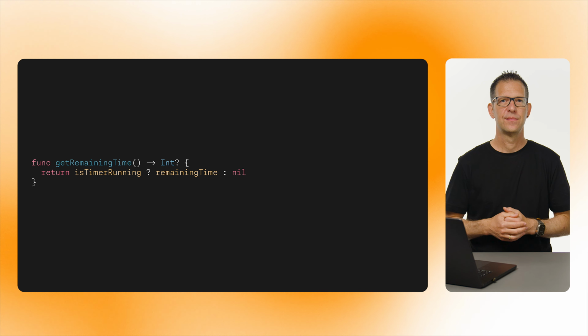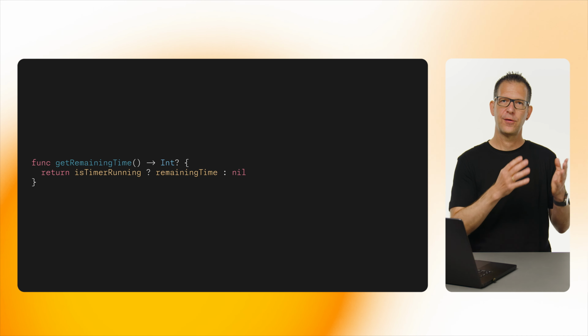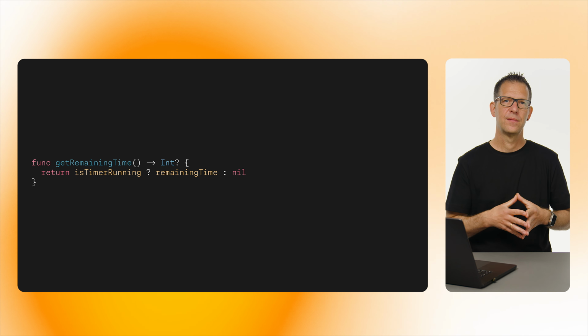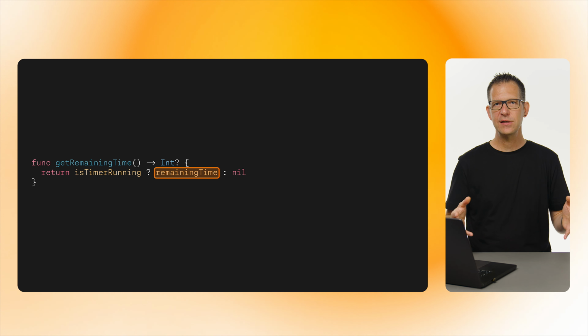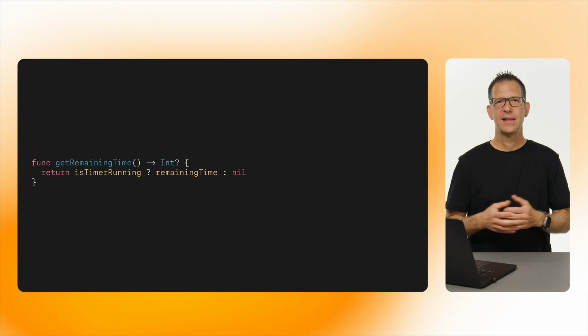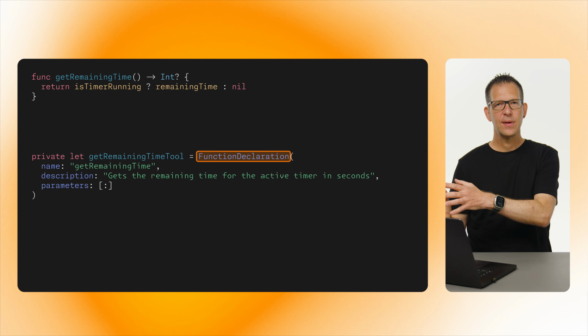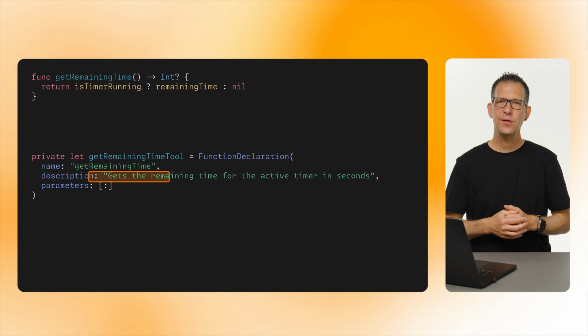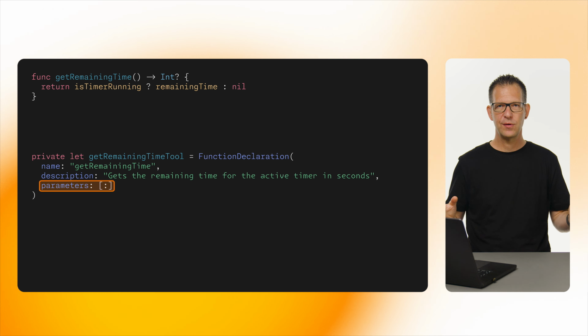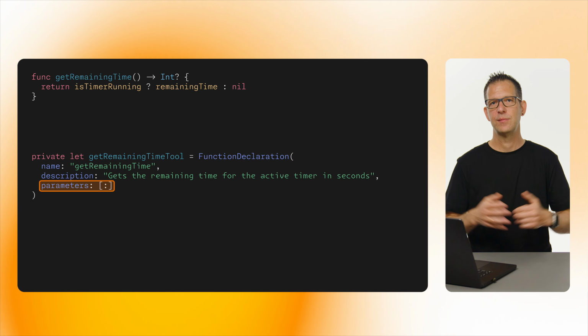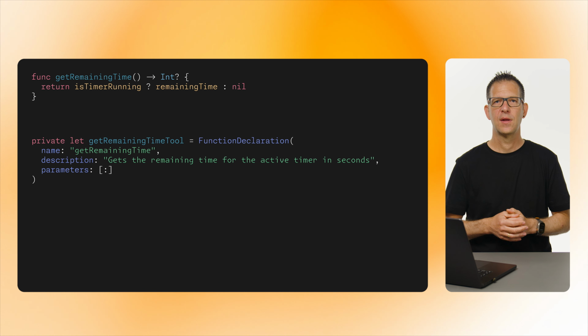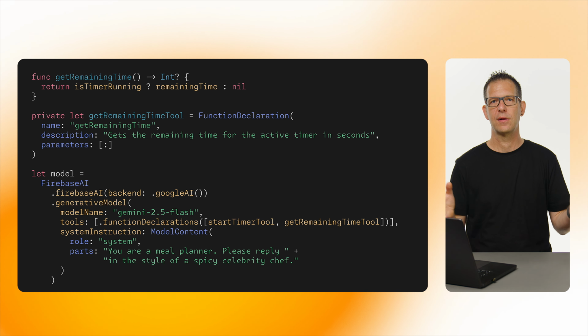Nice. Let's add another function that returns the remaining time so users can ask the AI how much time is left. Just like before, we first implement the function itself. It returns the remaining time in seconds. Then we define a function declaration, providing the name and a description. Notice that this function doesn't accept any parameters, so we will provide an empty dictionary. Make sure to register the function during model initialization.